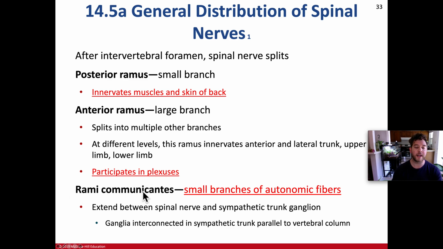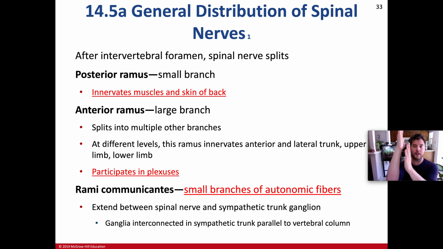There are also the rami communicantes. These are small branches of autonomic fibers, so specifically for the autonomic nervous system. They extend between the spinal nerve and the sympathetic trunk ganglion. We'll look more into this when we get into chapter 15. But this is essentially a sympathetic trunk ganglion. Ganglion meaning neuron cell bodies, sympathetic nervous system, and trunk just refers to a chain, running right along the side of the spinal cord.